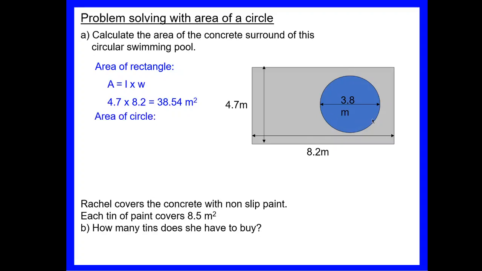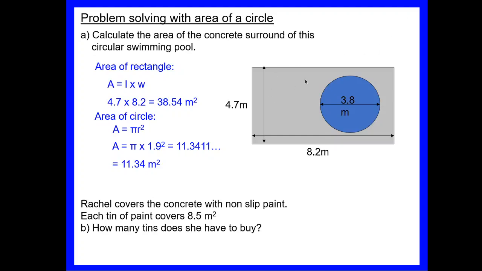So our formula for area of a circle, pi times r squared. Now we need to find the radius. We've been given the diameter. Half of 3.8 is 1.9. So we get pi times 1.9 squared, which is 11.3411, etc. Or we can round that 11.34 meters squared.